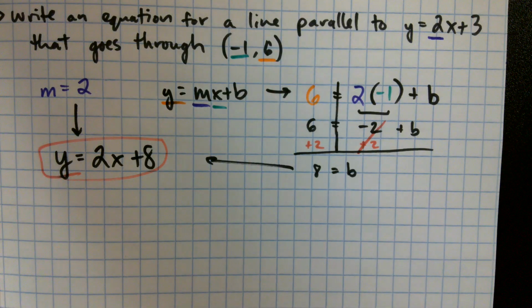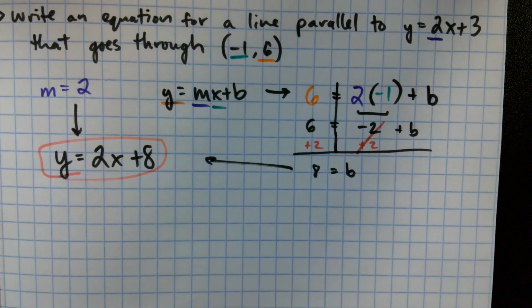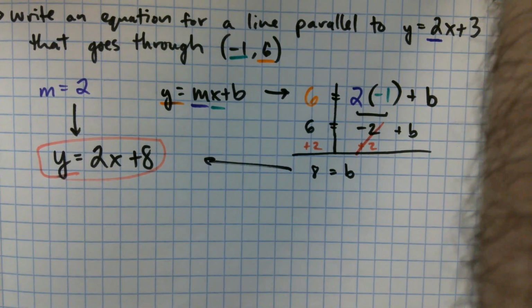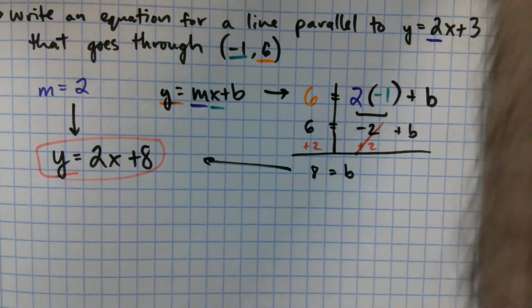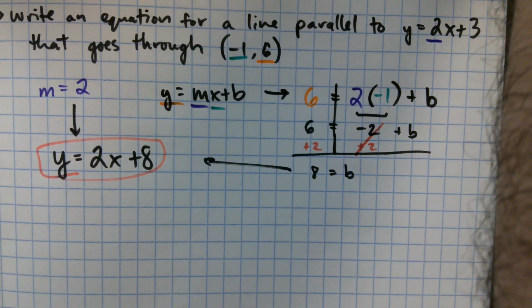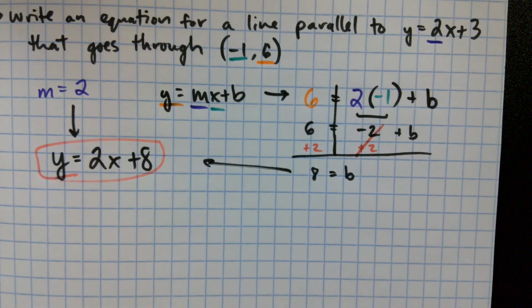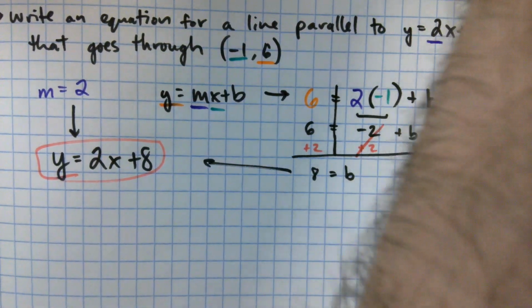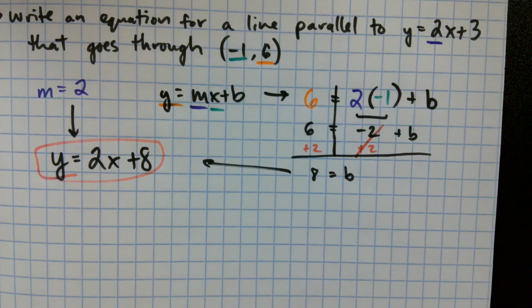Real quick, let's take a look at these lines. My original line looked like this: y is equal to 2x plus 3. The line that we just wrote an equation for, y is equal to 2x plus 8. Do those two look like parallel lines? Yes. Does that line go through my point -1, 6? Yes, it does. Look right there. It's kind of hard to zoom in, but -1, 6, right there. So I put in the green point, it goes through that line, everything looks good.